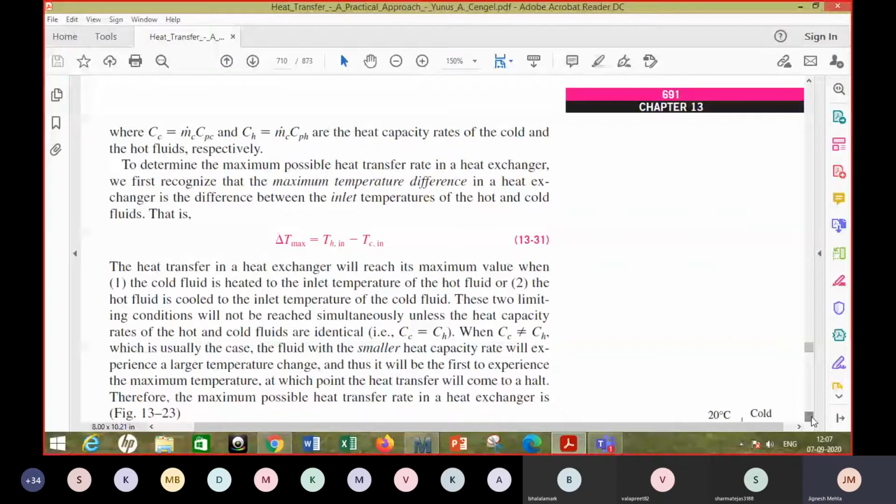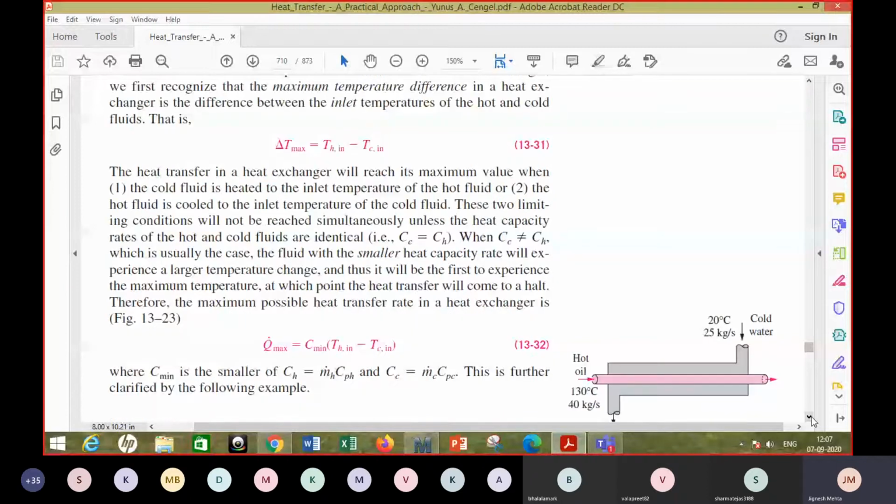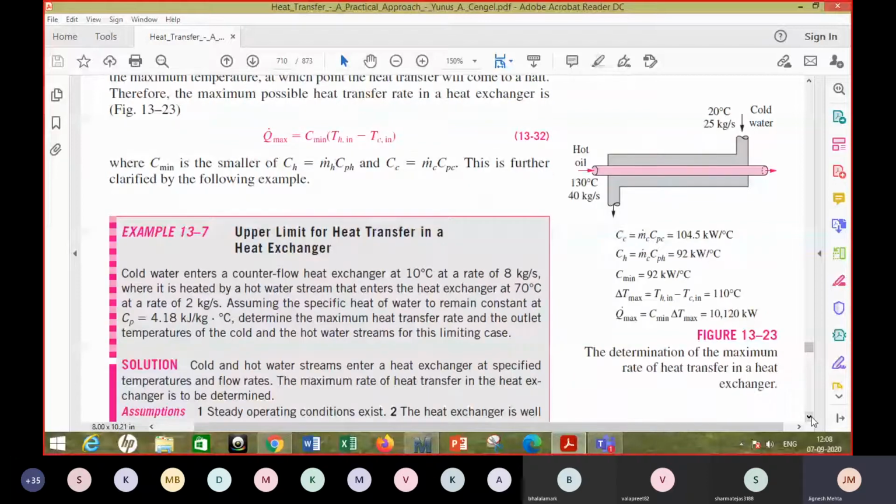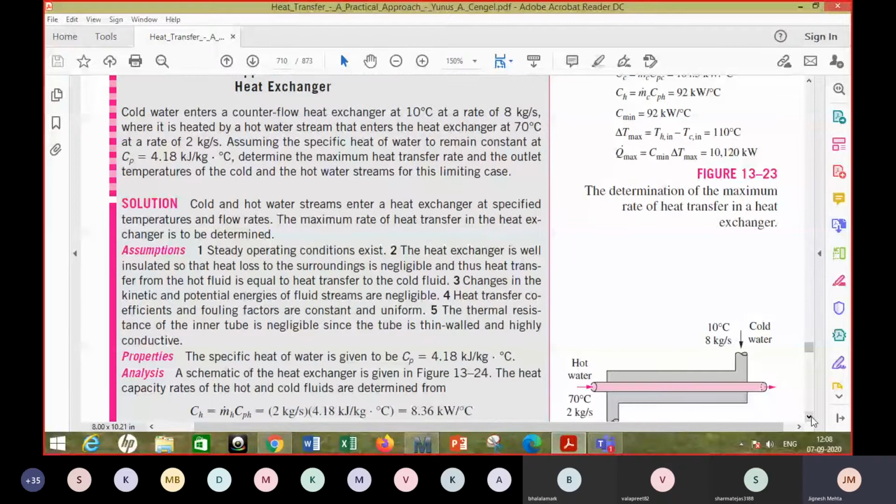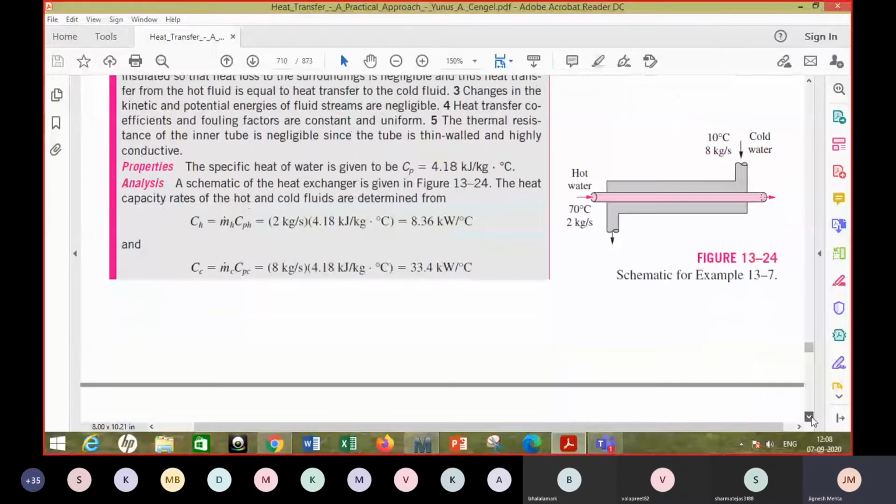This part I am mainly discussing today based on the content given in the book by Yunus Cengel. So Q maximum will always be equal to C minimum into Thi minus Tci. So there is an upper limit to the heat transfer in a heat exchanger. One such example is given here in Cengel. You can go through that, and I think I'll also give a similar problem in the assignment.